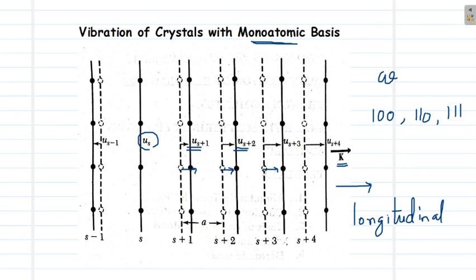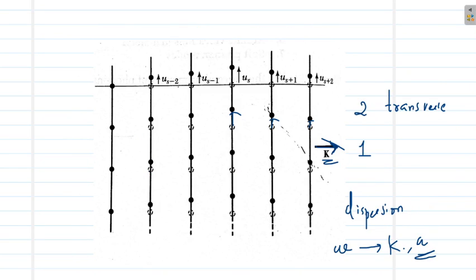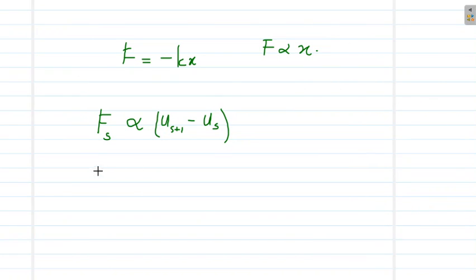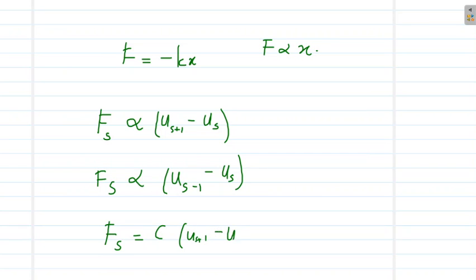Similarly, for the s plane, there are two adjacent planes. One is u_s plus 1, the other one is u_s minus 1. So let us add that term too. The force on s will also be proportional to u_s minus 1 minus u_s. So effectively, I can write an equation based on our concept about Hooke's law. So the force acting on the s plane due to its displacement from the mean position will be equal to a constant C into (u_s plus 1 minus u_s) plus C into (u_s minus 1 minus u_s). This constant is the force constant between two neighbor planes.